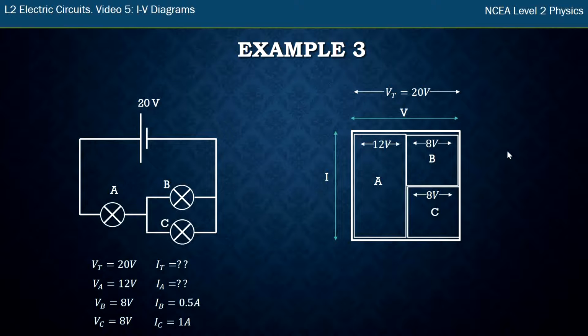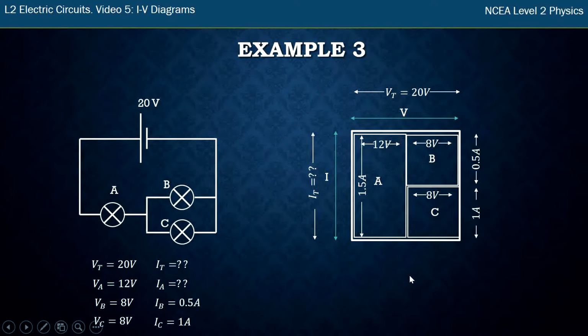Now let's do the current. What do I know for current? I don't know the total, but I do know B and I do know C. So the heights of those individually is 1 and 0.5. That means the height of A, which looks like the total height, is going to be 1.5, and that's sorted. And now I can do the totals the same as A, 1.5. So this is a really complicated circuit, but again, the rules are written into the IV diagram.